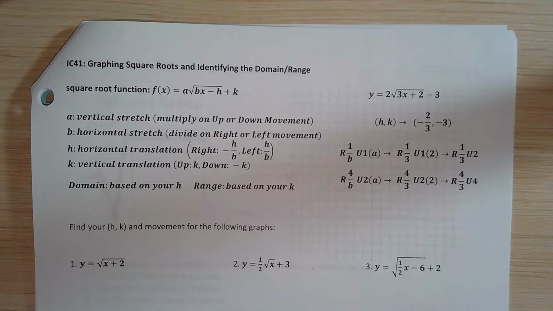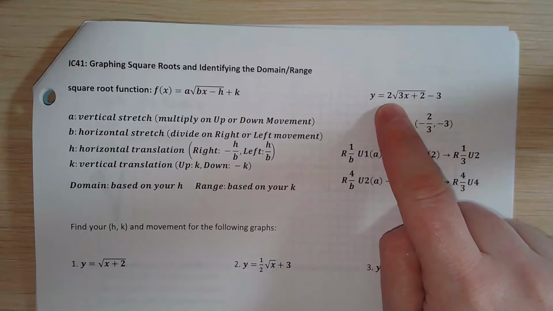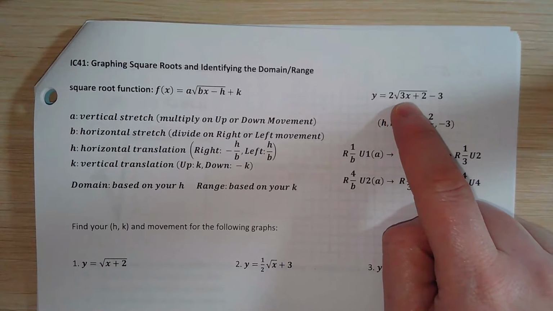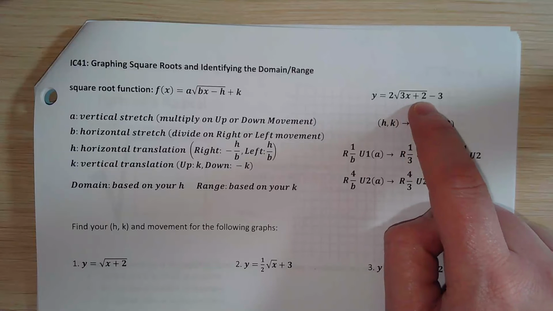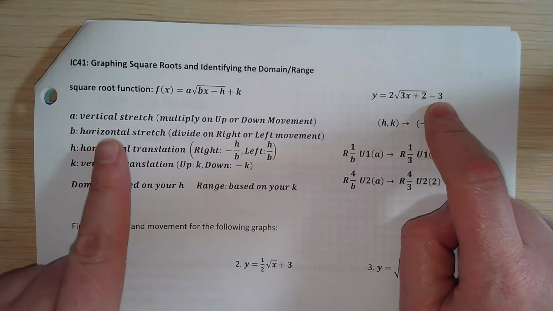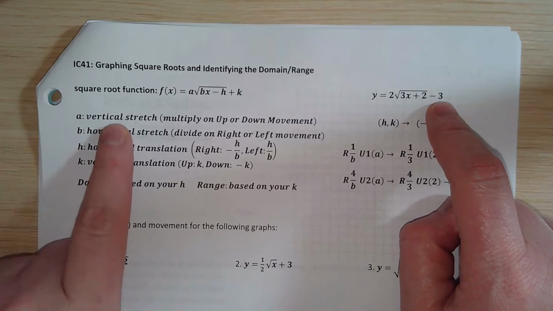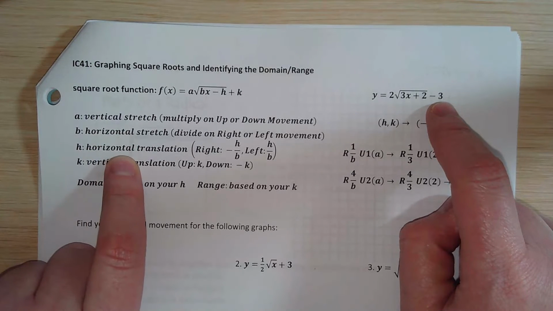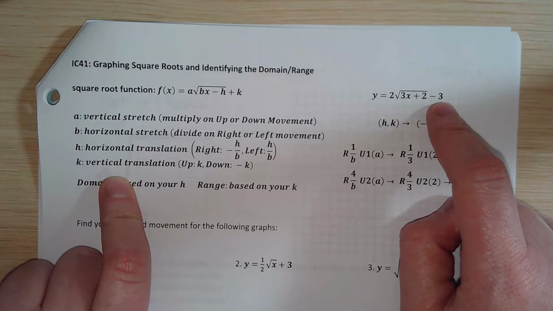In class 41, graphing square roots and identifying the domain and range. The square root function is f of x equals a times the square root of the quantity bx minus h, plus k. Example right here, we have y equals 2 times the quantity of the square root of 3x plus 2, minus 3. In the square root, you have vertical stretch, horizontal translation, vertical translation.